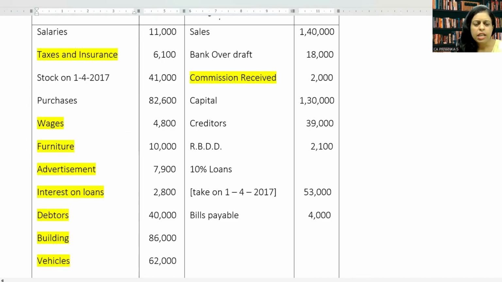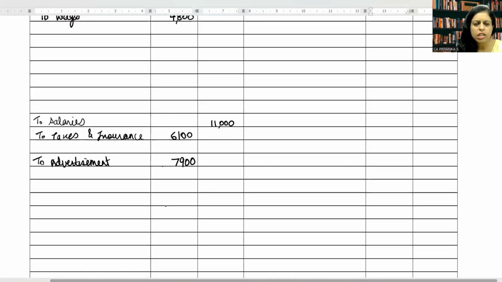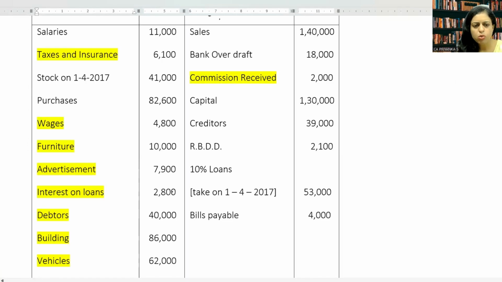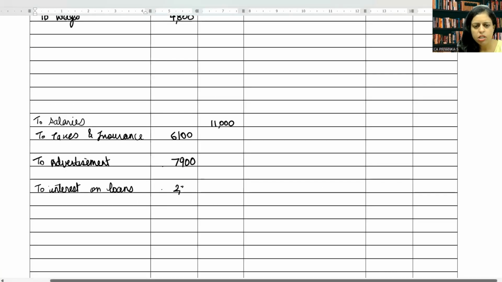All right. Next is interest on loan, 2,800. Again, it is an indirect expense, so leave space for the adjustment to interest on loan. While you're solving, do it with me. Interest on loan, how much is the amount? 2,800, right, in the inner column.